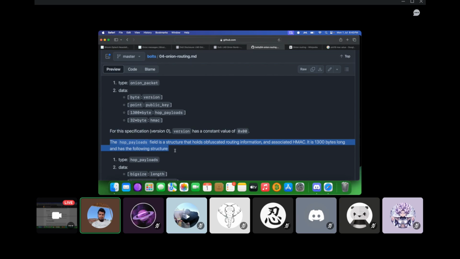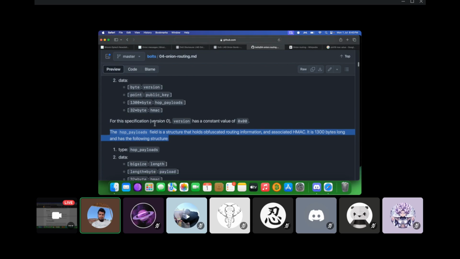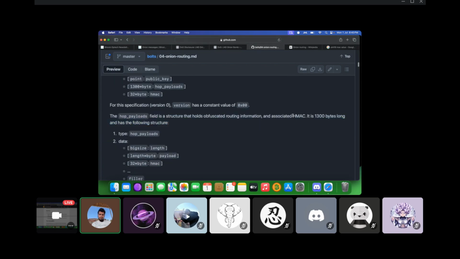It is 1300 bytes long and has the following structure. So the payload contains information. When a router on the Lightning network peels its layer of the onion, quote unquote, it gets access to a payload. That payload gives it all the information that it needs to further route the onion message. This HMAC is basically, I think, it has to do with a shared secret, right?